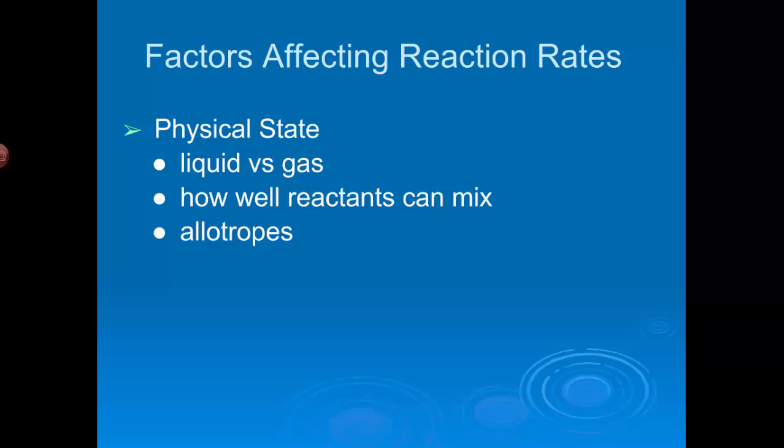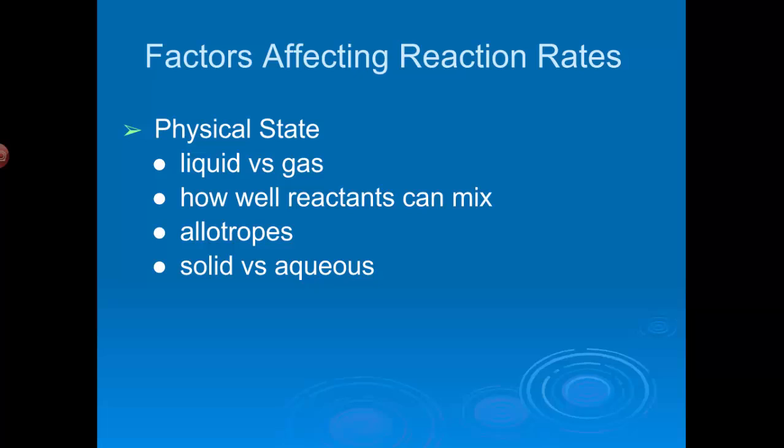Allotropes. An allotrope is a different form of the same element. For example, carbon has several allotropes: diamond, graphite, Buckminster fullerene, nanotubes, graphene. All of these are different arrangements of carbon atoms in solid form. Well, diamond reacts differently than graphite does. There's a different type of reaction there, and that has something to do with the way that the atoms are connected. sp3 hybridization for diamond or sp2 hybridization for graphite. You get different reactions.